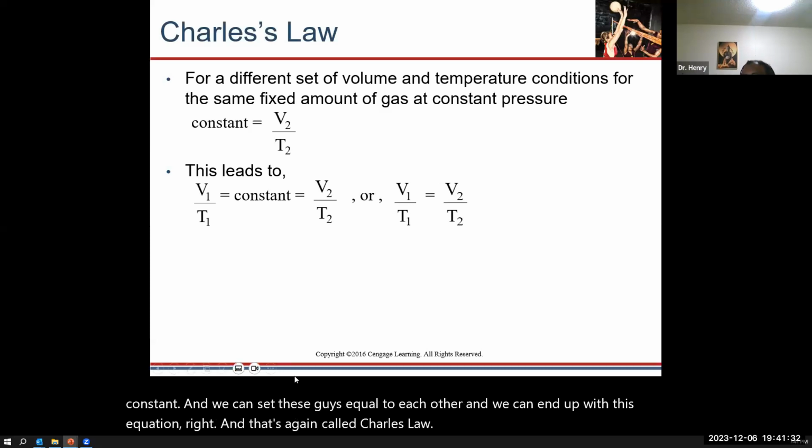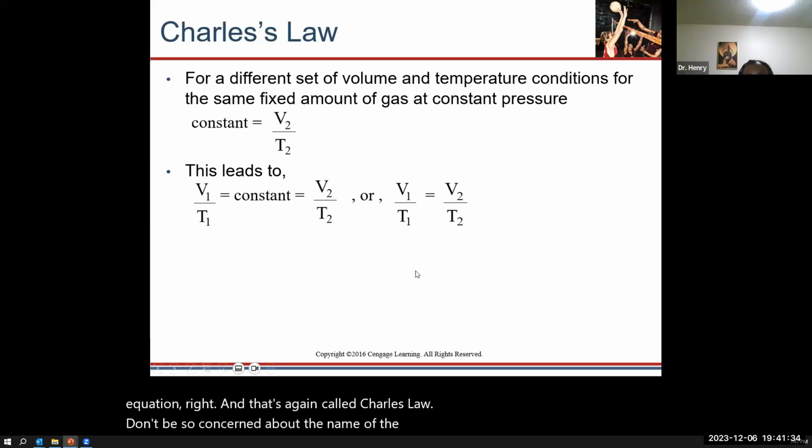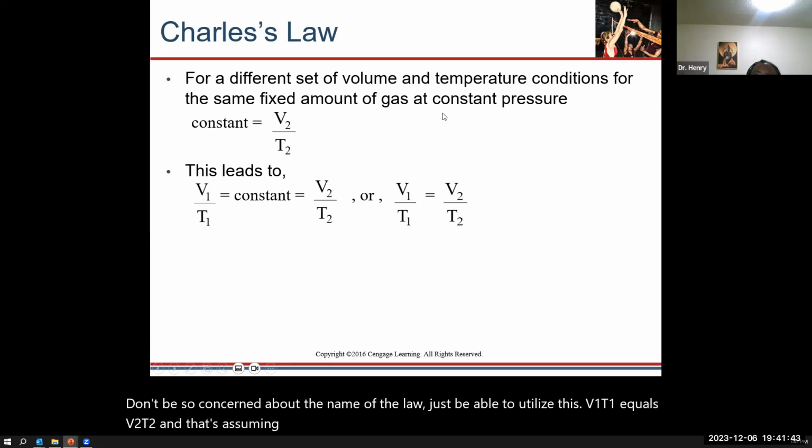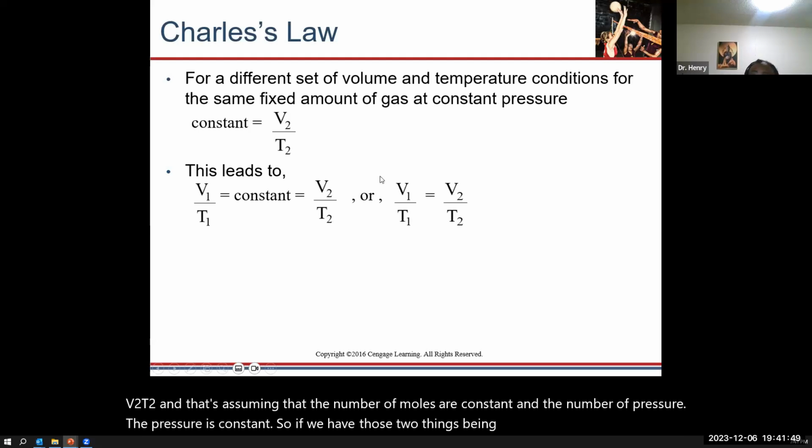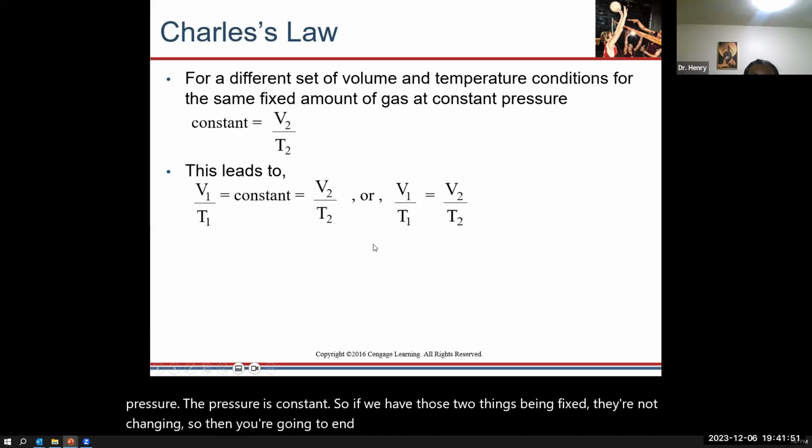So if you're concerned about the name of the law, just be able to utilize this: V1 over T1 equals V2 over T2. That's assuming that the number of moles and the pressure are constant. If we have those two things fixed, not changing, then you're going to end up with just that equation.